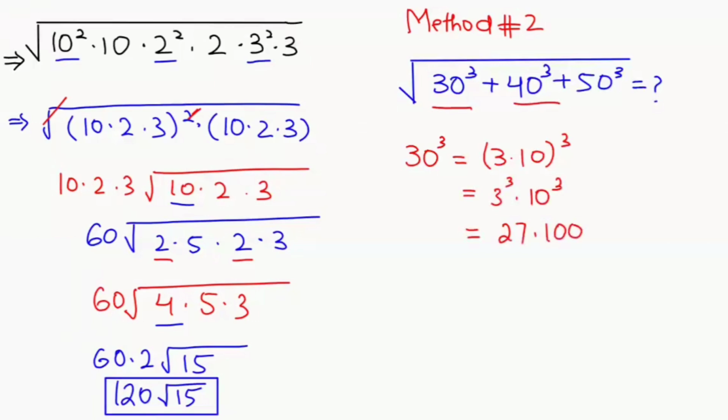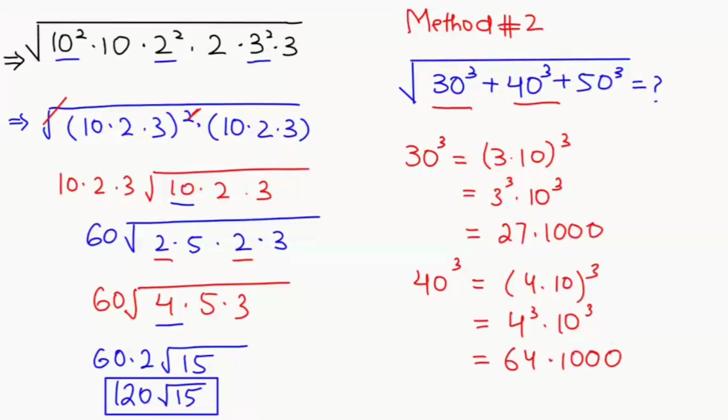And in replacement of 40 to the power of 3, we're going to solve it out. 4 times 10 whole to the power of 3 is equal to 4 cube times 10 cube, which is 64 times 1000. For 50 to the power of 3, we're going to solve it out. 50 to the power of 3 is equal to 5 times 10 whole to the power of 3, which is 5 cube times 10 cube, that is 125 times 1000. Now I'm going to plug in all the values.